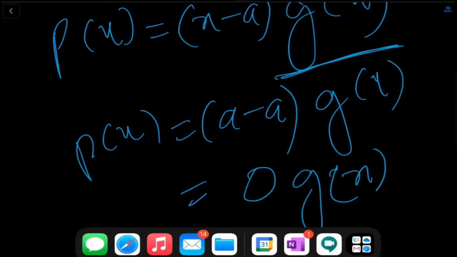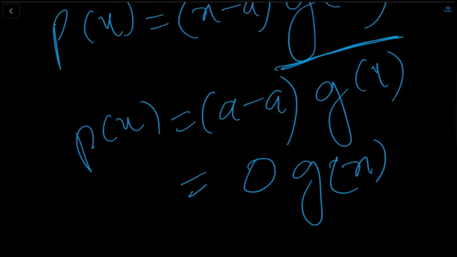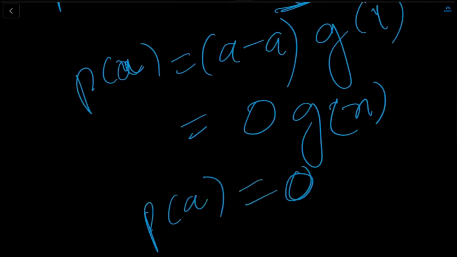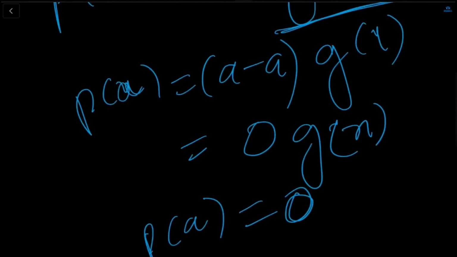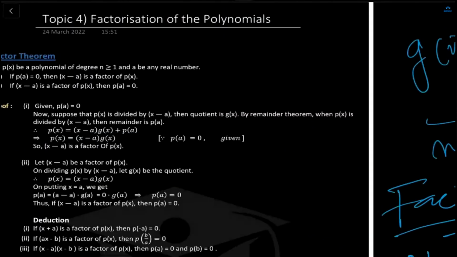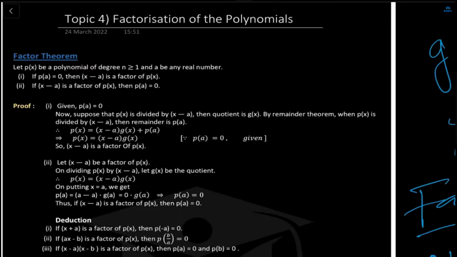So what you got? p(a) will be equal to 0. Hence we have proved the result both ways: if p(a) is equal to 0, then x minus a is a factor of p(x), and if x minus a is a factor of p(x), then p(a) is equal to 0.